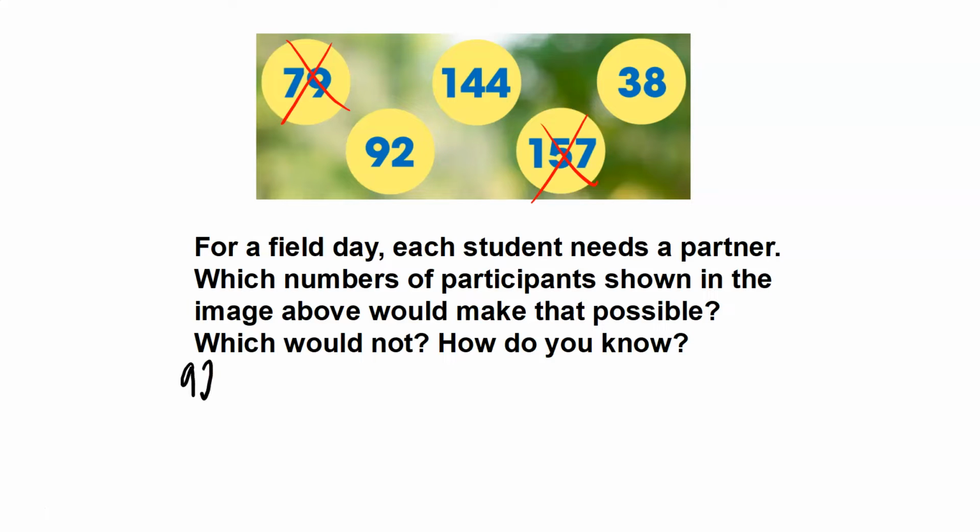If I take a look at the number 92, the fact that it has a 2 in the final position is going to be a good indication that it is divisible. Any number that ends in an even number, any number that is an even number, is divisible by 2.